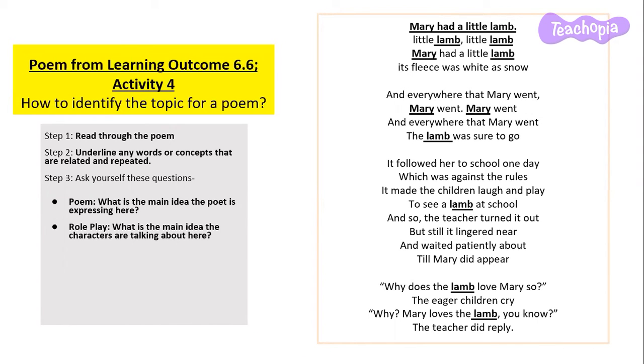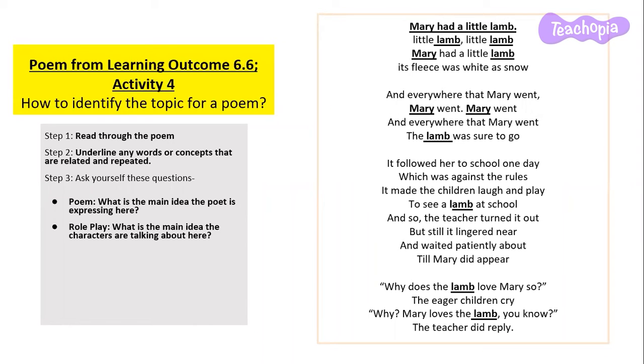And next, we find words or concepts that are generally repeated or related to each other. Here we have Mary had a little lamb as our first line, and throughout the poem, we have lamb and Mary repeated quite often. This leads us to our first question: what is the main idea that the poet wishes to convey or express through this poem? Could you let us know in the chat what you think is the main idea that the poet wishes to convey through the poem Mary Had a Little Lamb? There is a 1 minute timer for all of you to give us your answers.